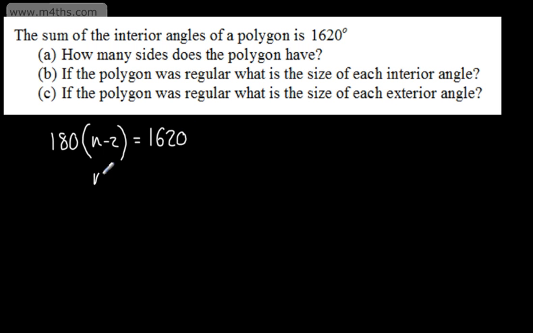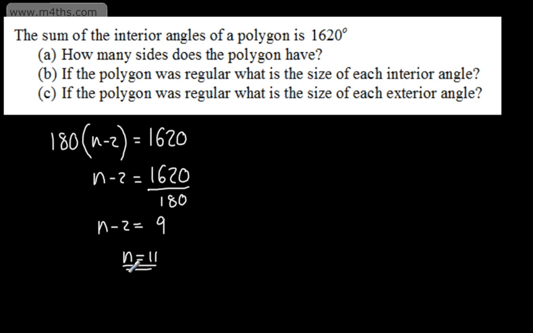Dividing both sides by the 180, 1620 divided by 180 will be equal to n minus 2. That is going to give me 9. If I think 1800 is going to give me 10, so 180 off that. So now n minus 2 is 9, so n will be equal to 11.